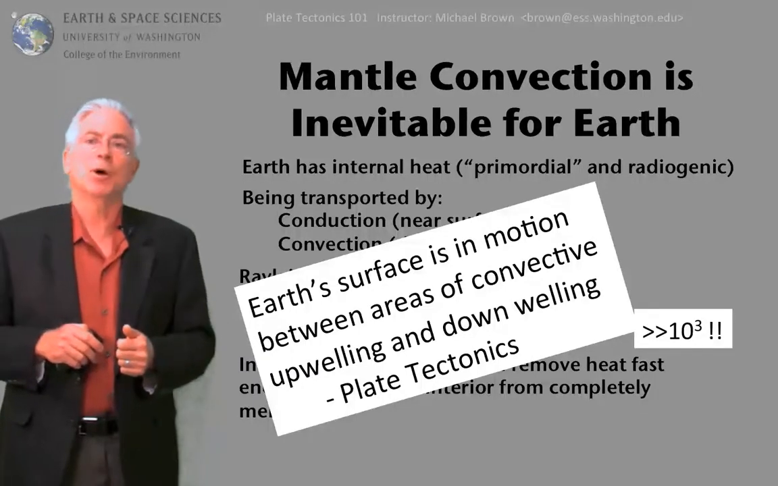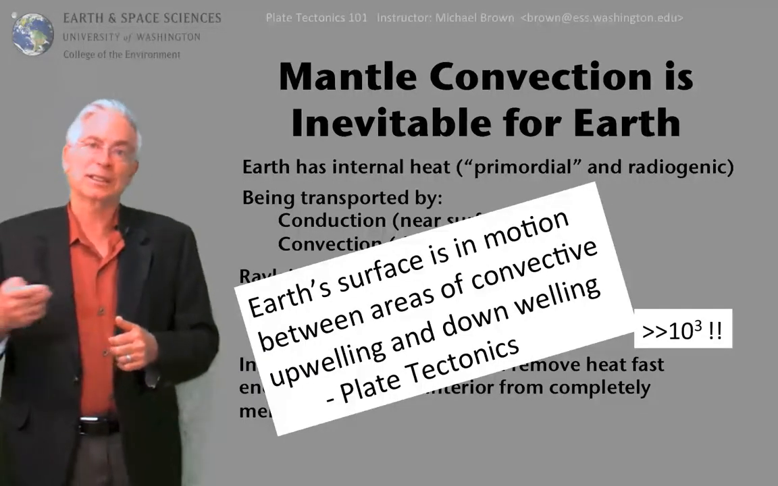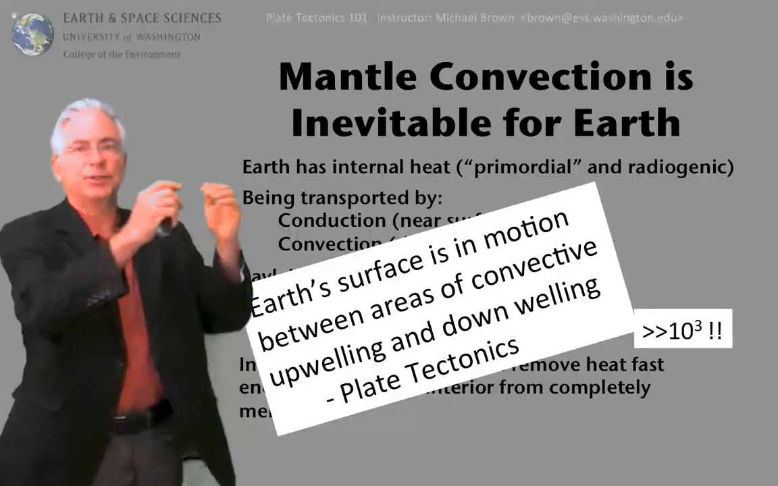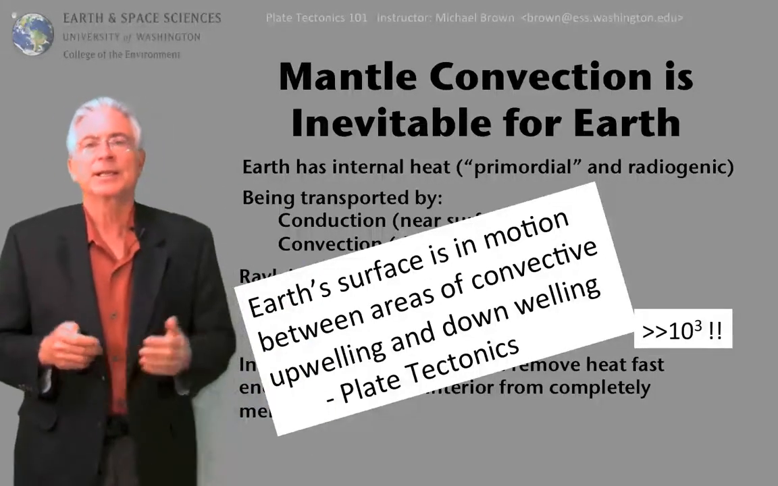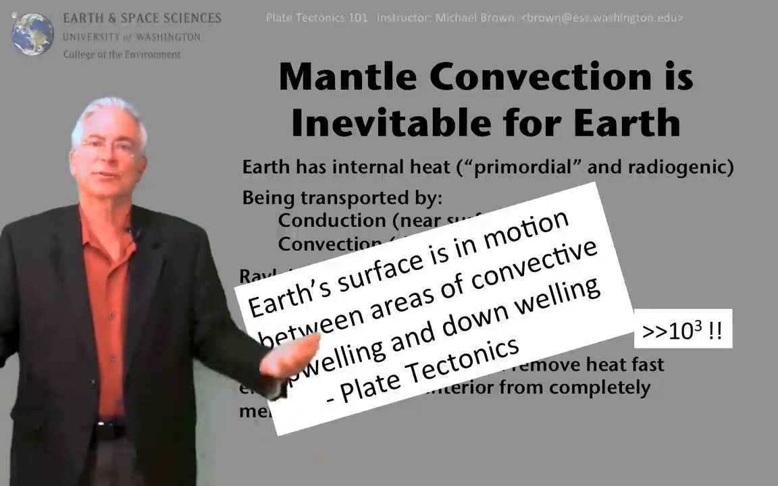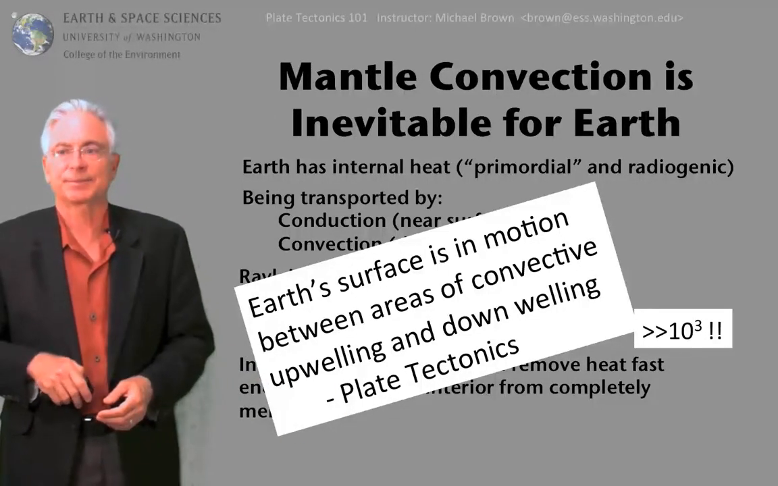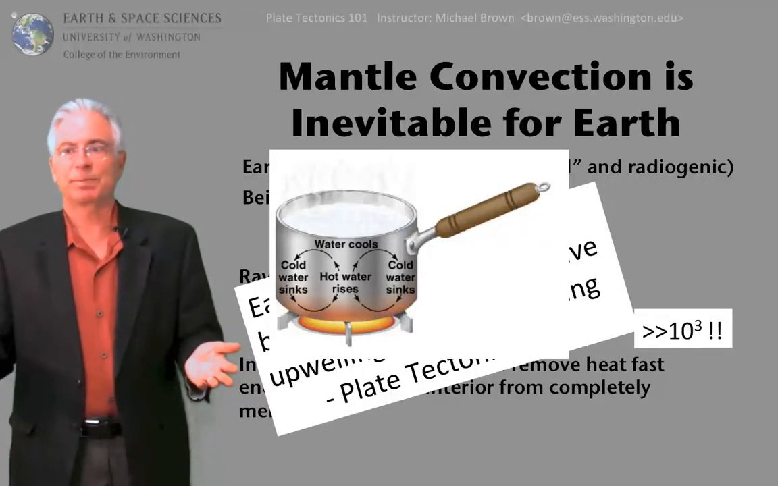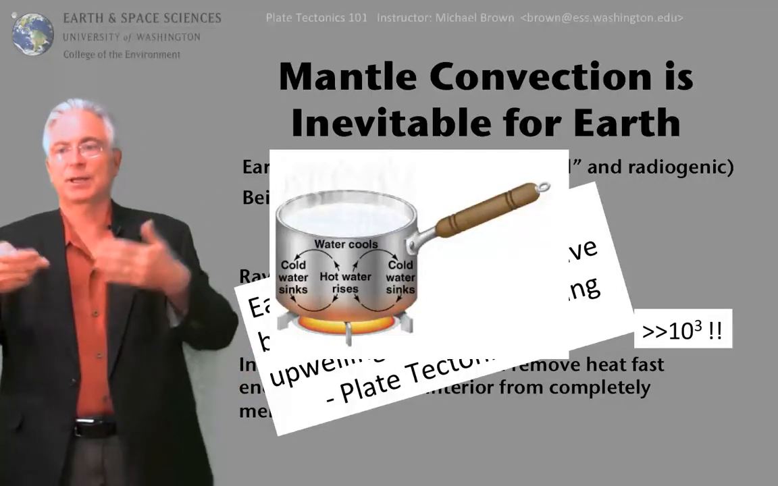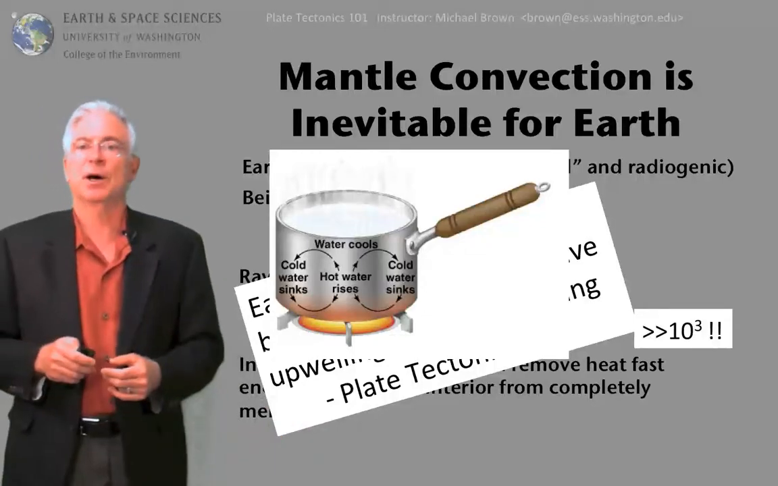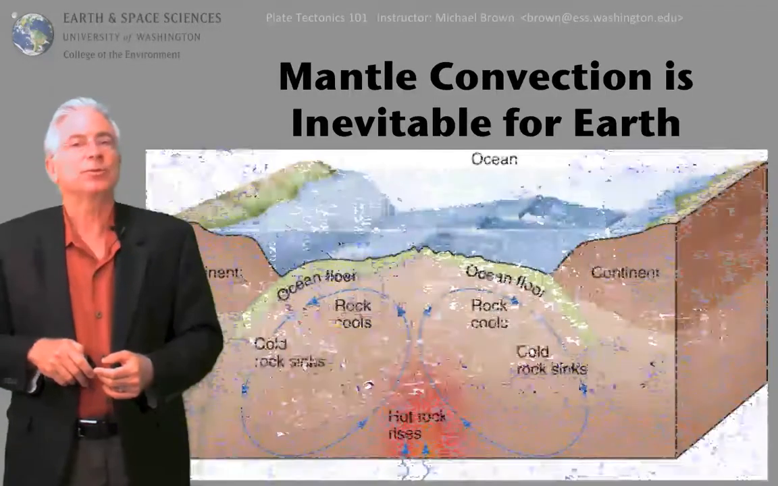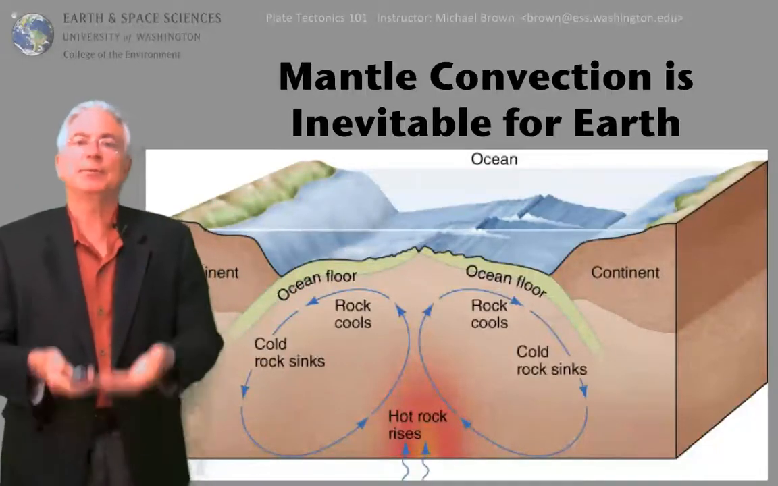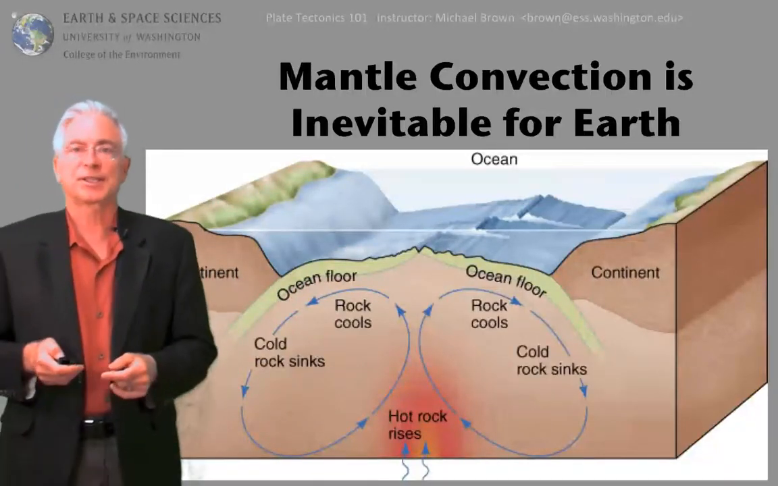Earth's surface is in motion. It's in motion laterally between regions of the mantle that are upwelling and regions of the mantle that are downwelling. This lateral motion of the surface is what we call plate tectonics. So, simple model: boiling soup pan, heat at the bottom, rise to the top, flow to the edges, sink to the bottom. Turn the cartoon for the Earth, and we have a pattern of convection, of deep heat rising, and cold rock sinking.